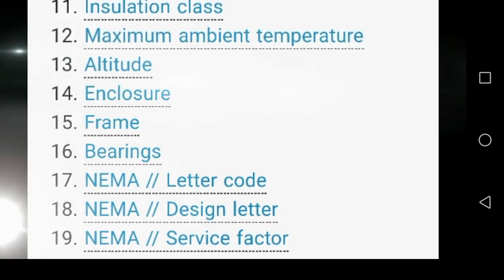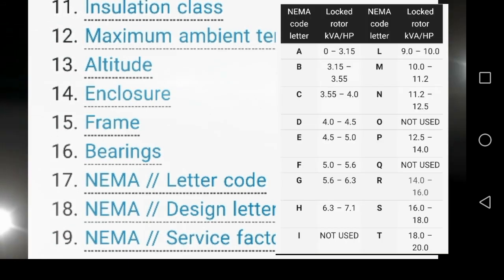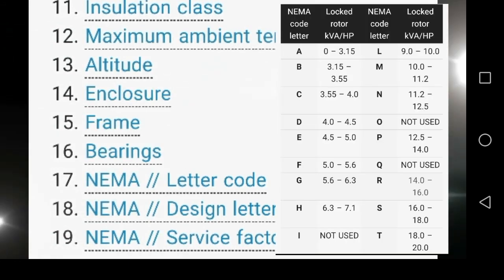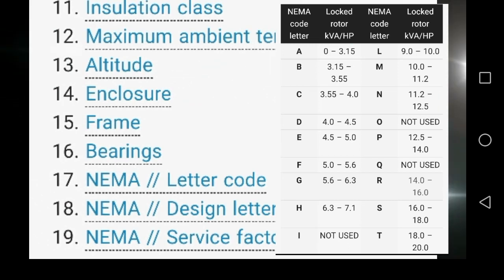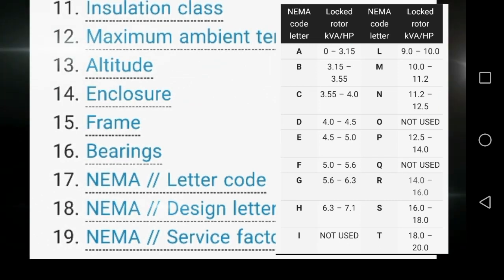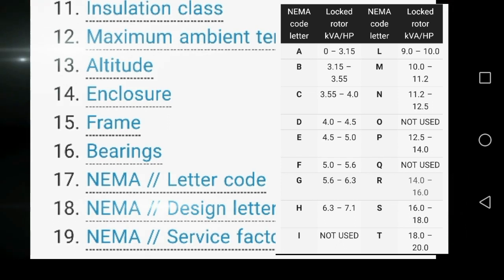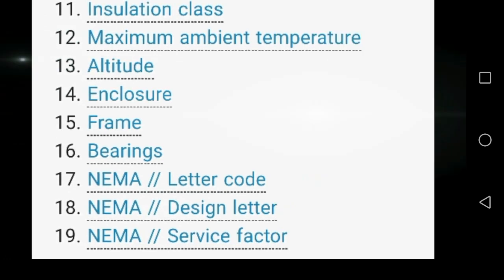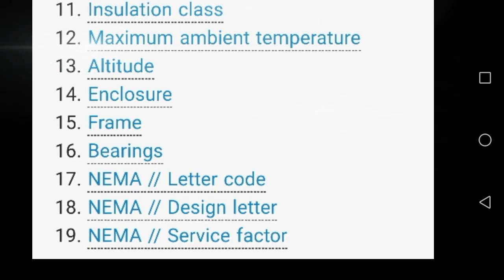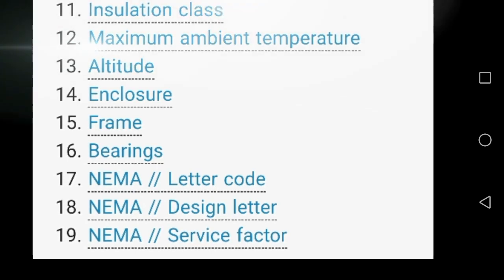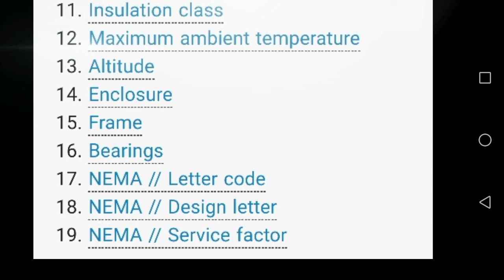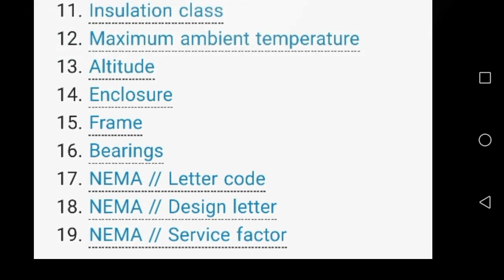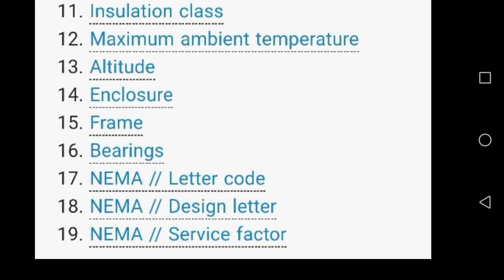Then next are the NEMA letter codes. The NEMA letter code is normally used for the locked rotor kVA per HP, from A to V. Then next is the design letter, which covers the torque and current characteristics of the motor, normally B and D. And service factor is the maximum load the motor can operate at above rated power. Normally a service factor of 1 means 100% of rated power.